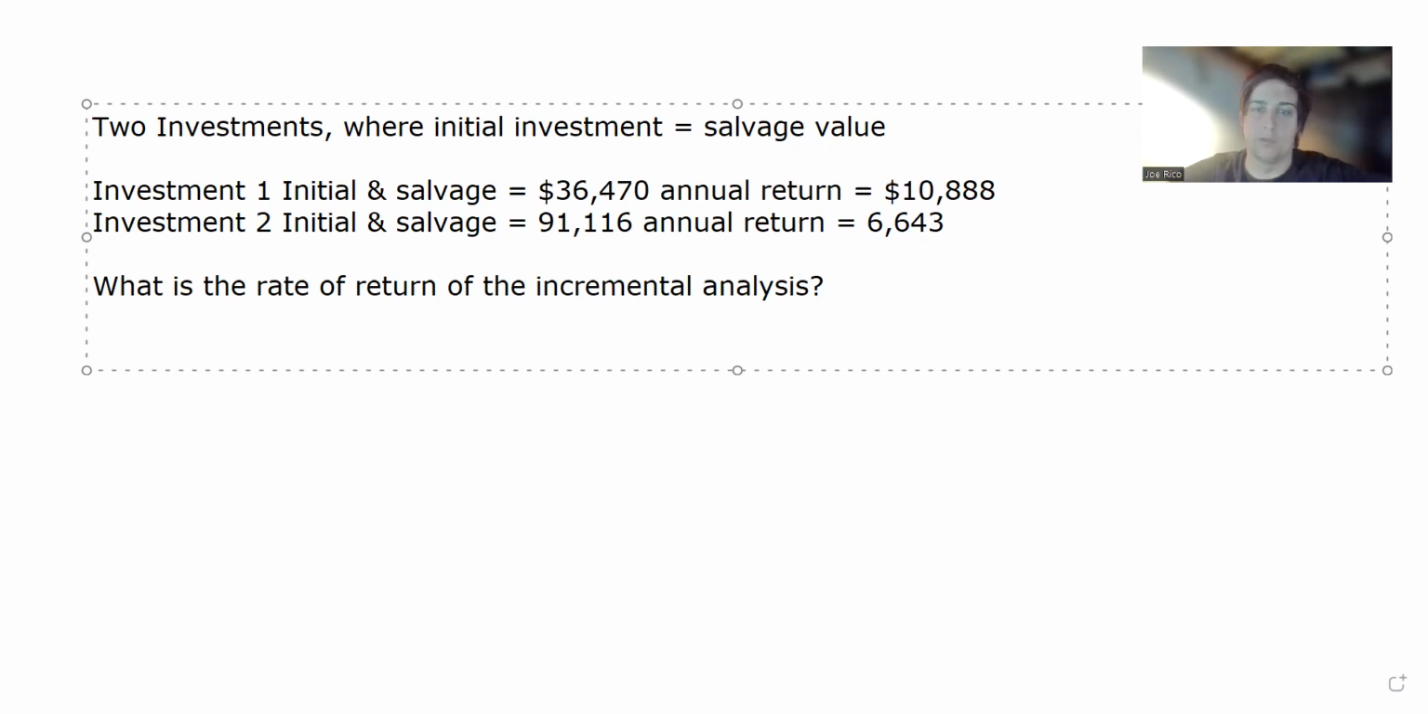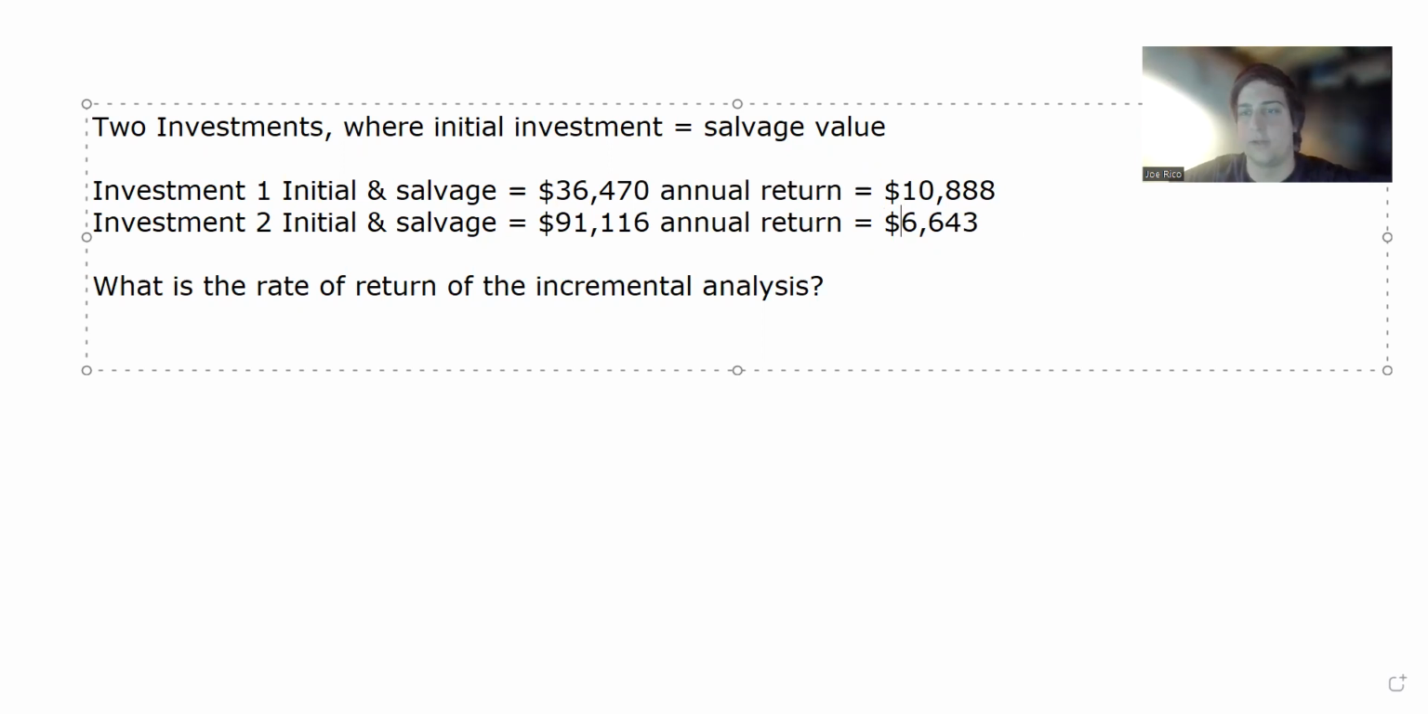And our annual return on that investment is going to be $10,888. We're going to compare this against investment number 2, whose initial and salvage value is going to be $91,116, and its annual rate of return is going to return $6,643. We're going to be using incremental analysis to figure this out.